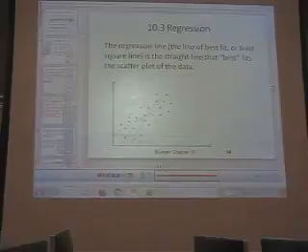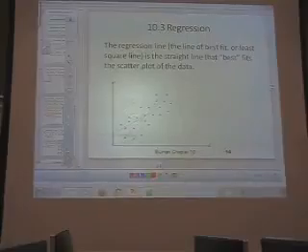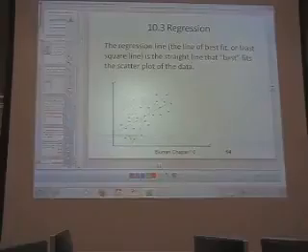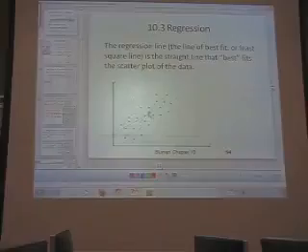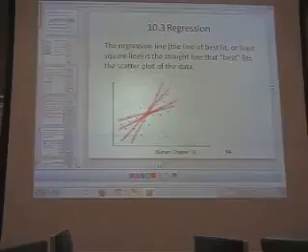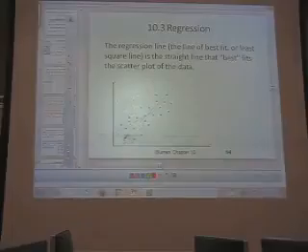The regression line. What am I reading? Zach, go ahead and read. The regression line, the line of best fit or least square line, is the straight line that best fits the scatter plot of the data. Right. So here's kind of where the x bar, comma y bar is, between the average x and the average y. And there's a whole bunch of lines you can draw going through that point. Everybody kind of follow what I'm saying? If you find a line that best fits the data, then that is the regression line.